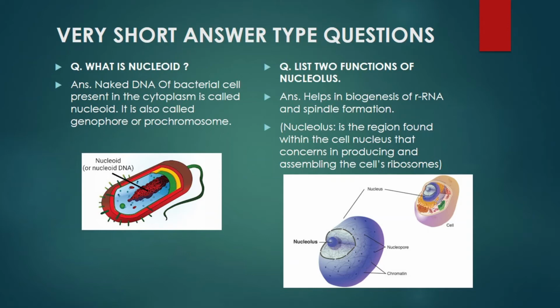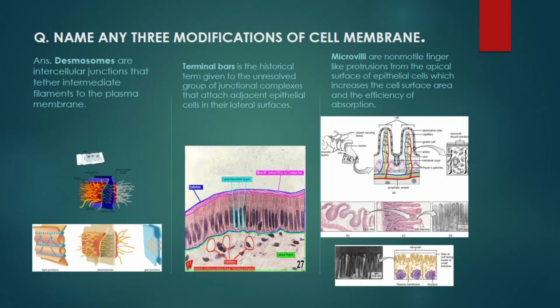So we'll go to the next question. Name any three modifications of cell membrane. You know, the cell membrane is the layer found inside the cell wall covering the cell. We have to find the three modifications of the cell membrane. There are mainly three modifications: desmosomes, terminal bars, and microvilli.